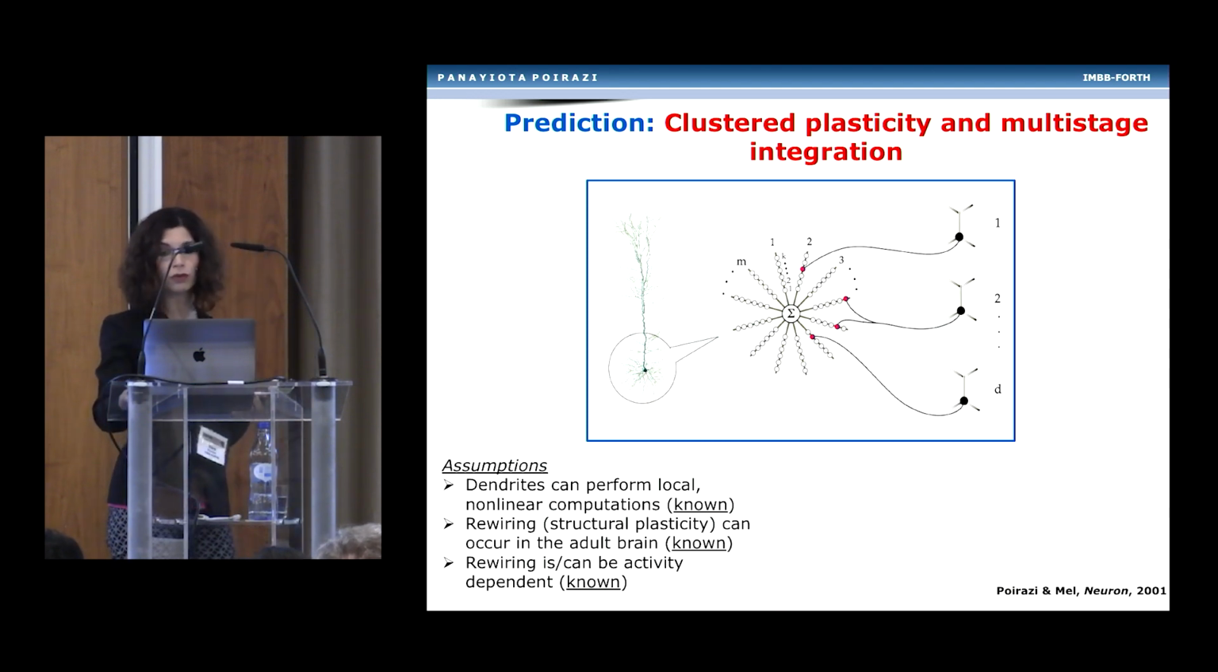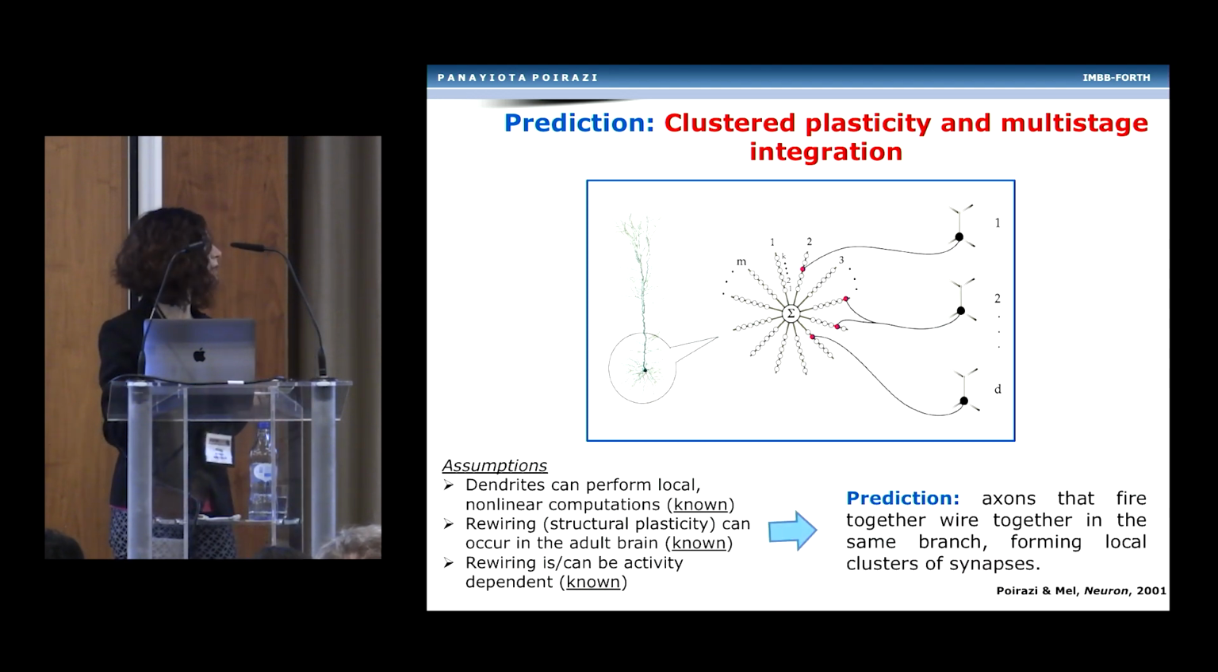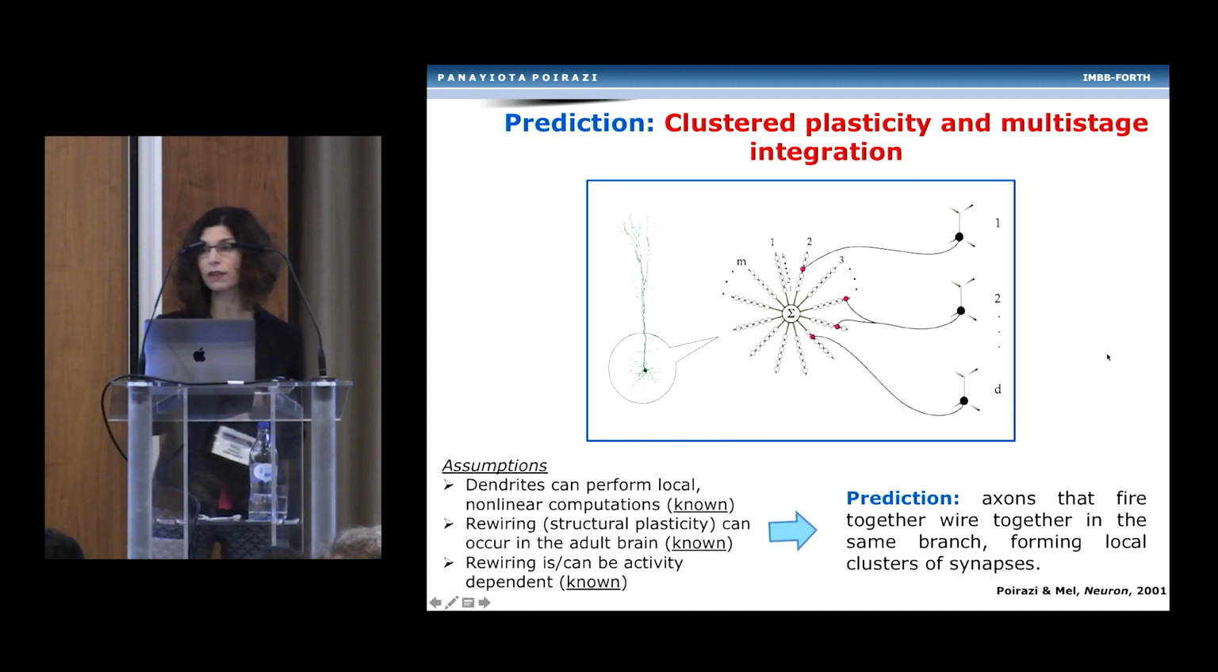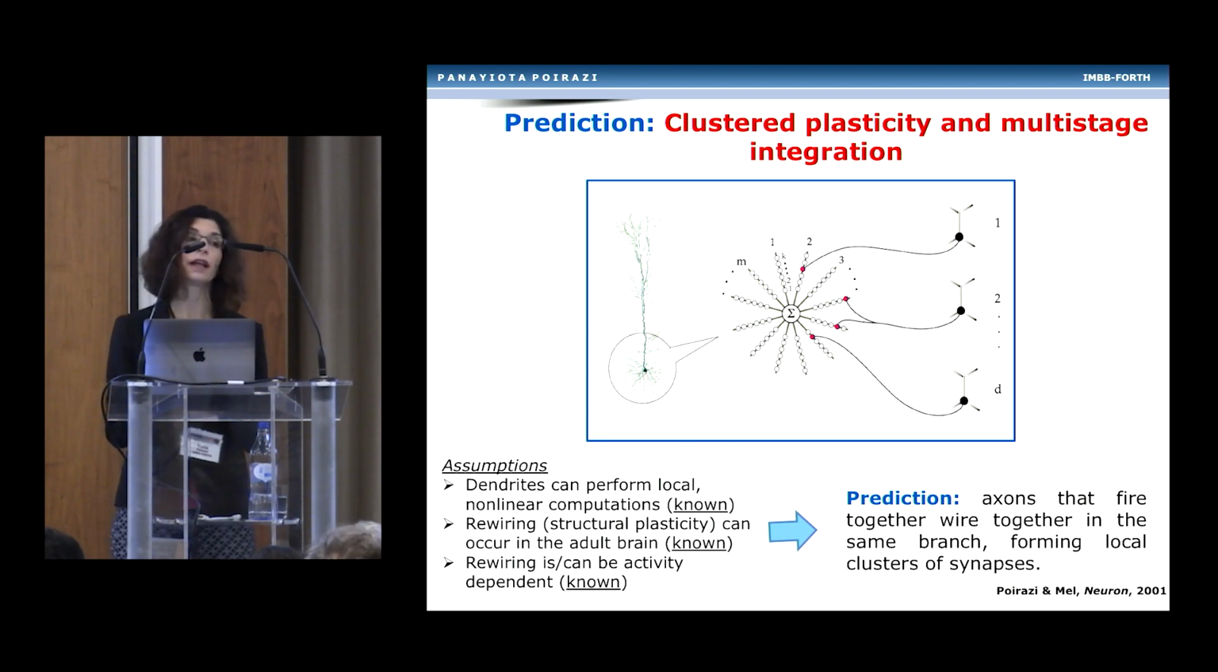And what came out from these assumptions, the local plasticity rules, was a prediction that axons that fire together will end up wiring together, much like what Hebb said, but at the local level, so that they would wire together within the same dendrite. And this was because if they do that, this is a much more efficient way of activating the local nonlinearity, okay? So this was a prediction that came out in 2001.